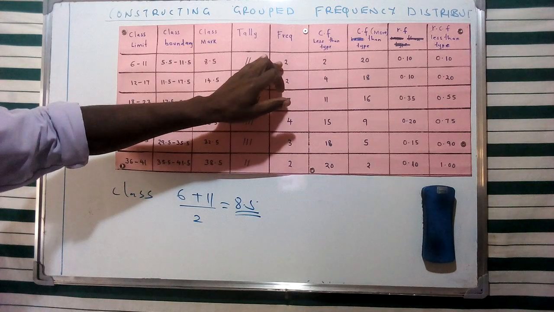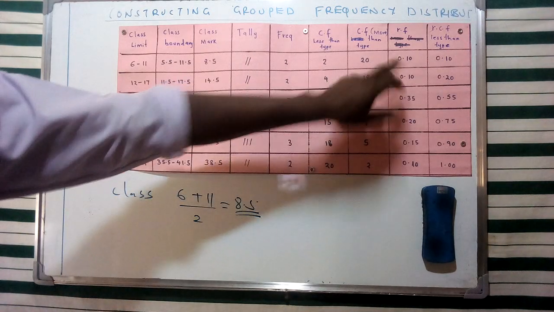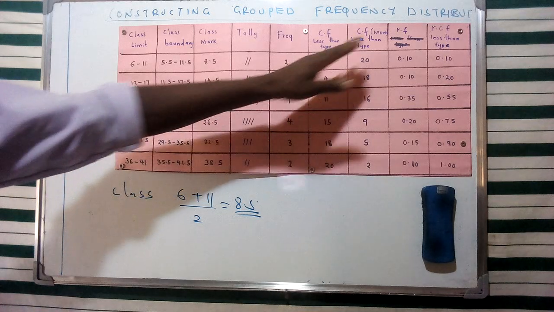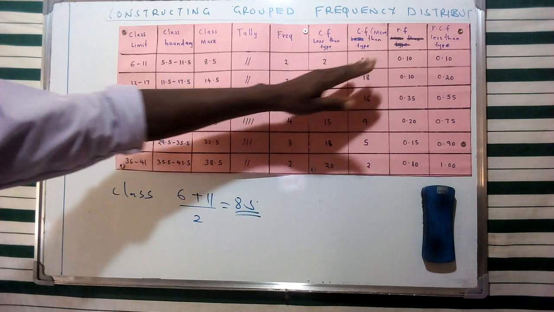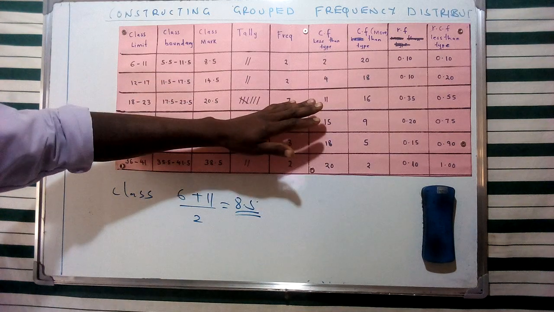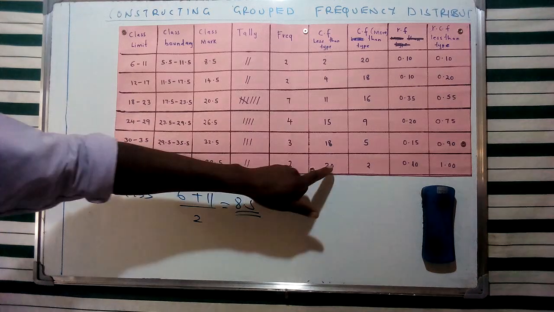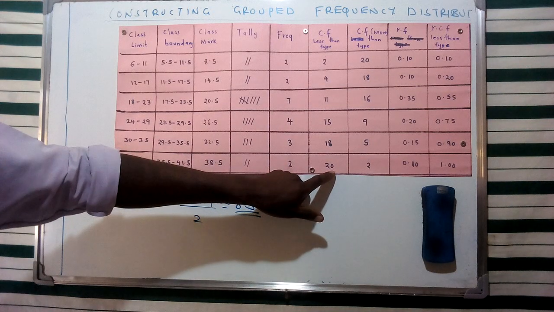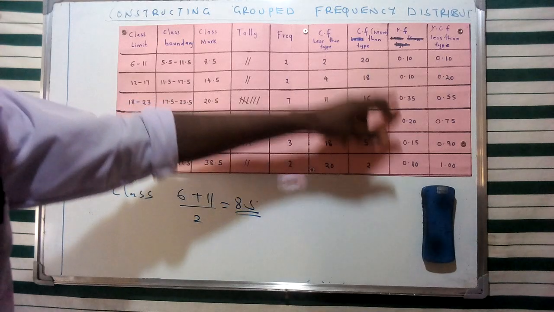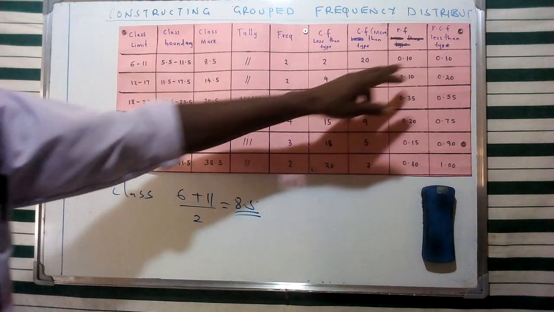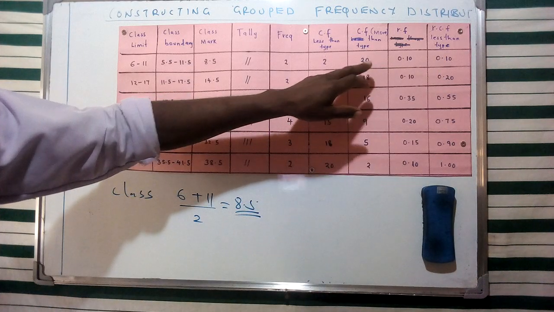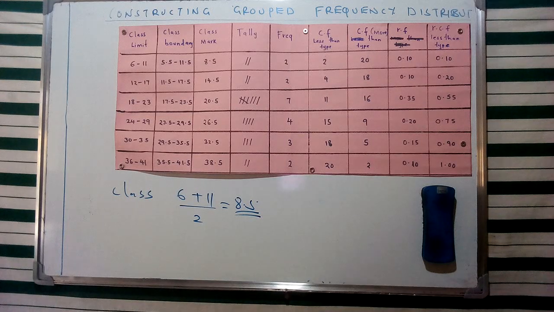The relative frequency is the ratio between the frequency and the total frequency. So this is going to be given as 2 divided by 20, giving us the value of that one. So the column for relative frequency is going to be the ratio between the respective frequency of that particular class divided by the total frequency, and this is going to give us this specific column.